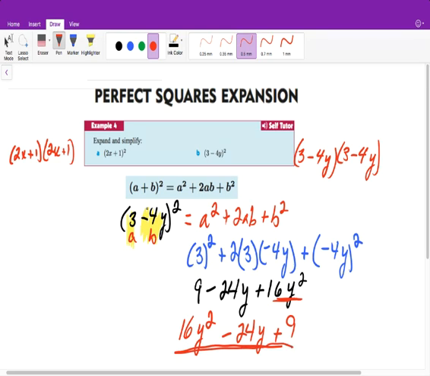So if you notice, the only difference is when this number is negative, the middle sign will change to negative. The first A squared and B squared will be positive, because no matter what sign it is, if you square the number, it will always be positive. So whenever we have a minus sign, the only thing that changes is that plus 2AB we know is going to end up being a minus sign.